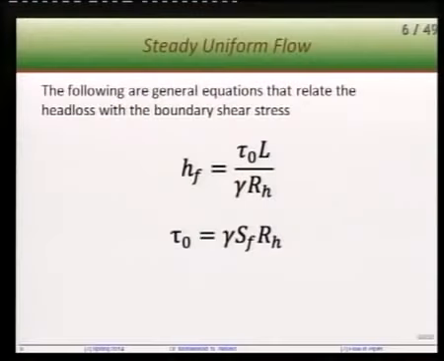We also came across these two equations. The first one you did take in fluid mechanics. The second one is hf over L, which is Sf, multiplied by gamma, multiplied by the hydraulic radius. We talked about the hydraulic radius. So boundary shear stress equals gamma, times the slope of either the hydraulic grade line in case of uniform flow, or the slope of the total energy line in the general case, multiplied by the hydraulic radius.